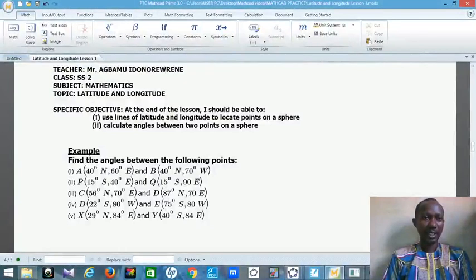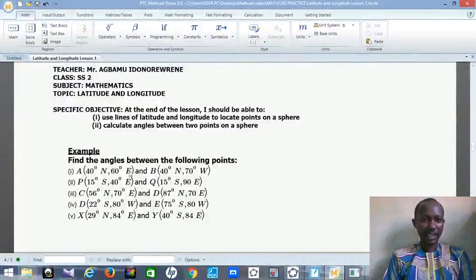I'm here to teach mathematics on the topic latitude and longitude. In today's class, the objective is going to be use of lines of latitude and longitude to locate points on a sphere, then calculate angles between 2 points on a sphere.